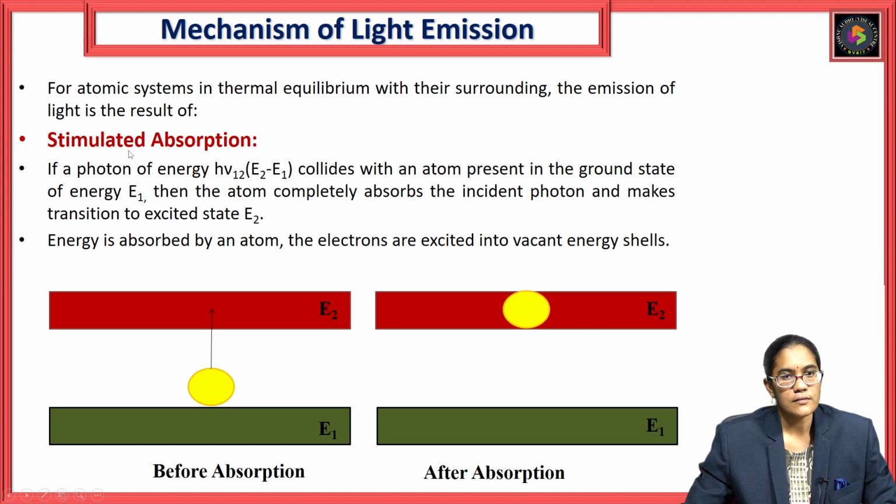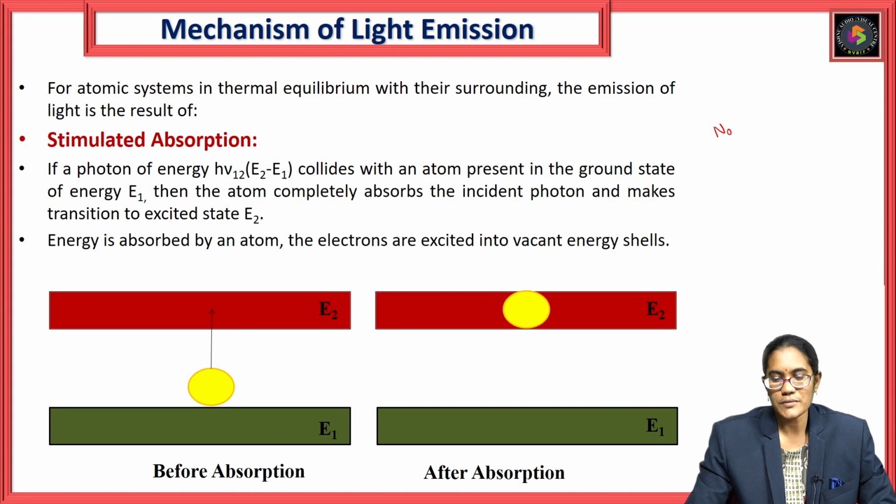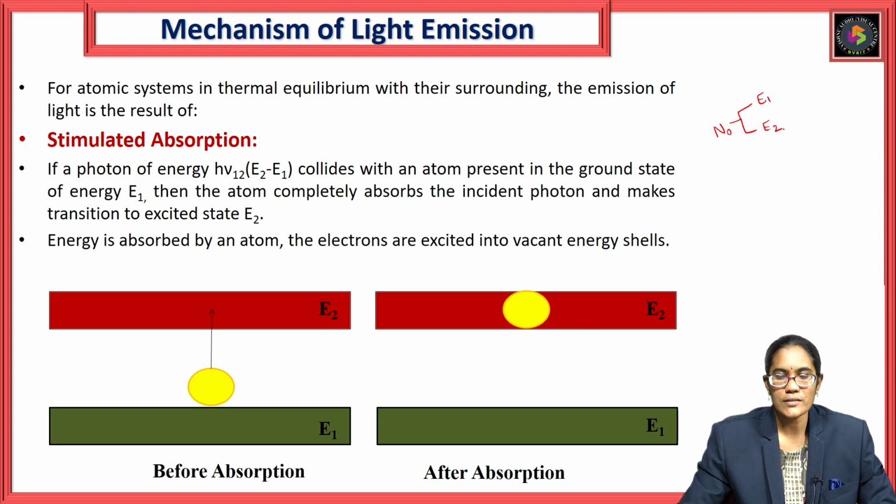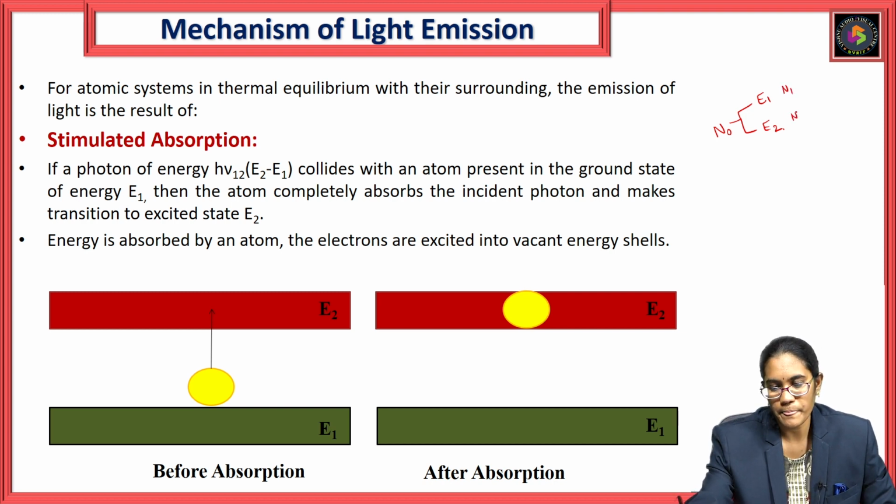To understand this stimulated absorption process, first let us consider an assembly of atoms, represented for example by N0. These N0 atoms are distributed into two energy levels, E1 and E2. E1 is the lowest energy level, E2 is the highest energy level. For the lower energy level E1, the population is represented by N1. For the higher energy state E2, the population is represented by N2.